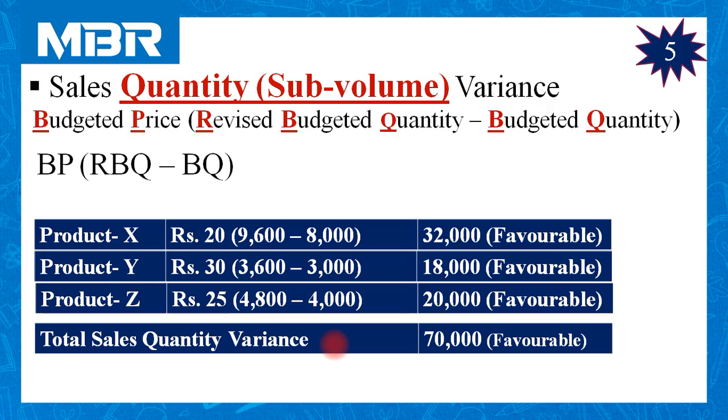32,000 is also favorable, 18,000 also favorable, and 20,000 is also favorable. So all three variances for product X, Y and Z are favorable. So we need to simply add all three items in order to find the total sales quantity variance.